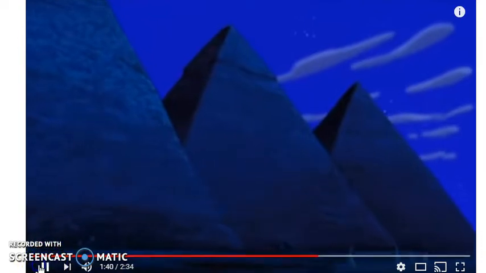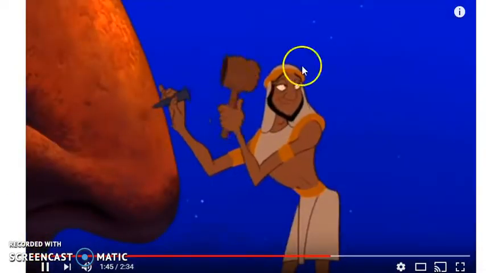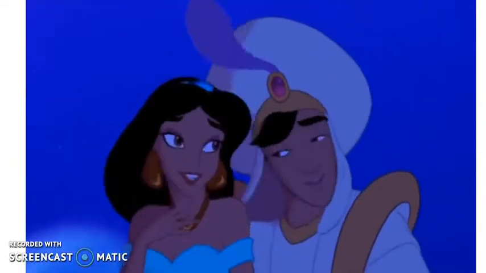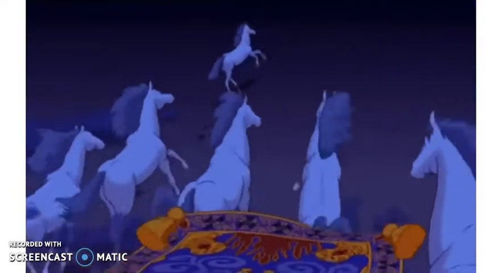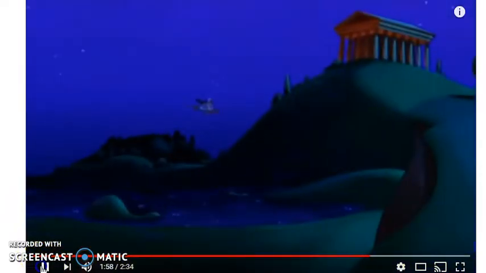So I'm going to keep on going a little bit with this movie. And there's the Great Sphinx right next to Cairo, next to the Pyramids of Giza. They're going to keep on flying and singing together. Ooh, do you guys know what that is over there in the corner? This actually tells me that they're in Greece right now. They're in Athens, Greece. That's a building called the Parthenon. It was very big in ancient Greece.